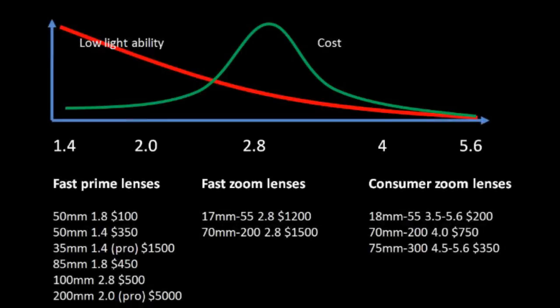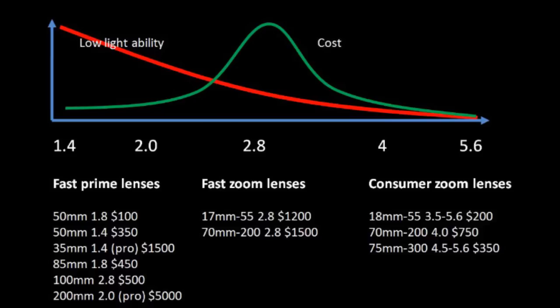Let's revisit equipment. If you've got your camera online or at a department store, you probably got a consumer zoom lens with your camera, something like an 18 to 55 f3.5 to 5.6. Very slow lens. If your shots are blurry or dark, that's the reason why right there. You do have a couple of alternatives for faster lenses.